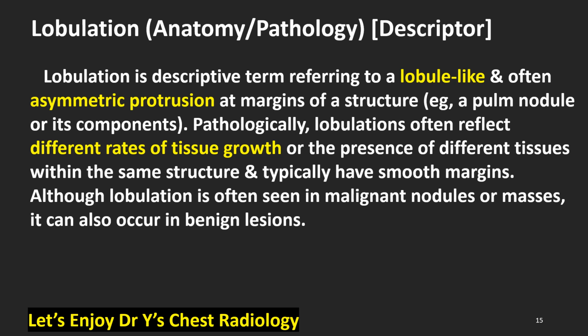Lobulation, anatomy, pathology, and descriptor. Lobulation is the descriptive term referring to a lobule-like and often asymmetric protrusion at the margins of a structure, for example, a pulmonary nodule or its components. Pathologically, lobulations often reflect different rates of tissue growth or the presence of different tissues within the same structure, and typically have smooth margins. Although lobulation is often seen in malignant nodules or masses, it can also occur in benign lesions.